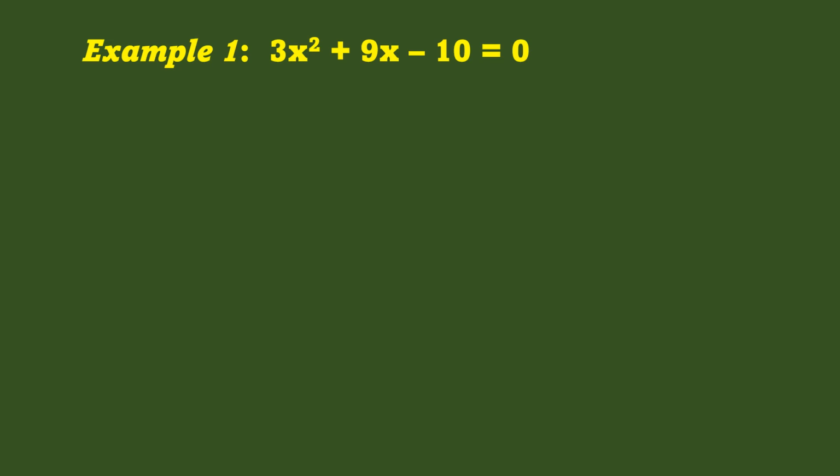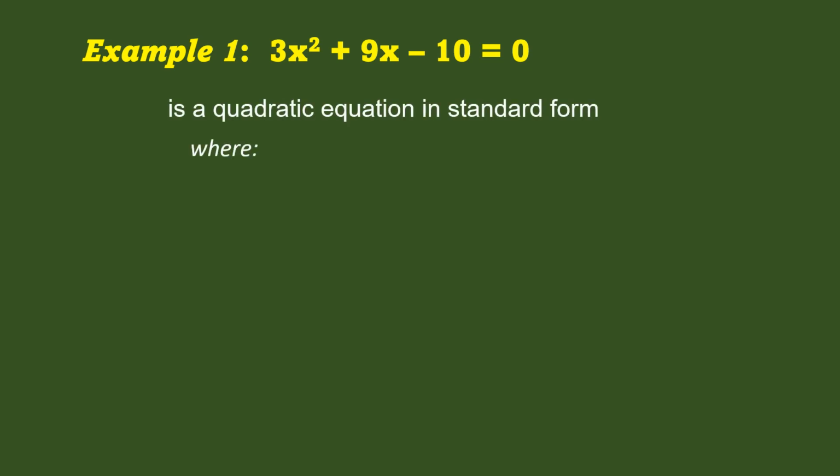Example number 1. 3x squared plus 9x minus 10 equal to 0 is a quadratic equation in standard form, where a is equal to 3, b is equal to 9, and c is equal to negative 10.